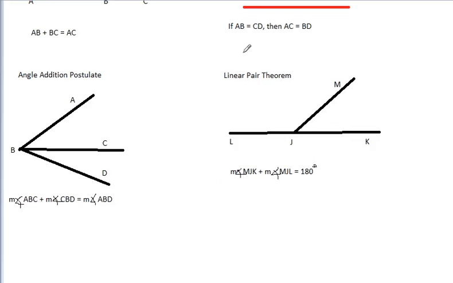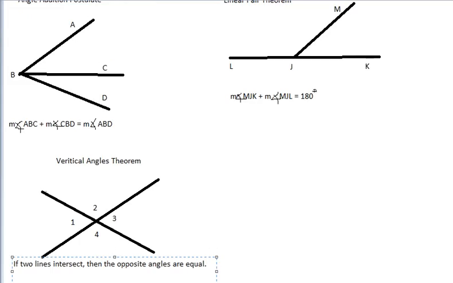The next one is the linear pair theorem. A linear pair is basically when you have two angles that when you put them together they make a line, just like that. Because these two angles make a line, they add up to be 180 degrees. In other words, they're supplementary. So we can say that the measure of angle MJK, this angle right here, plus MJL, if we add those together, will be 180 degrees.